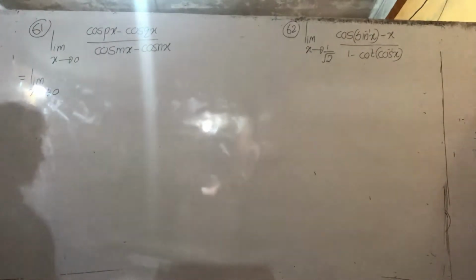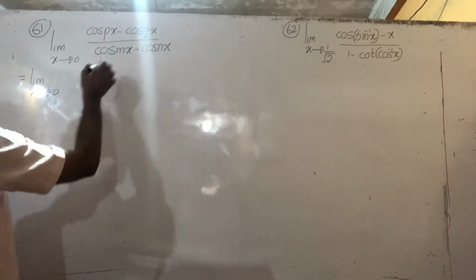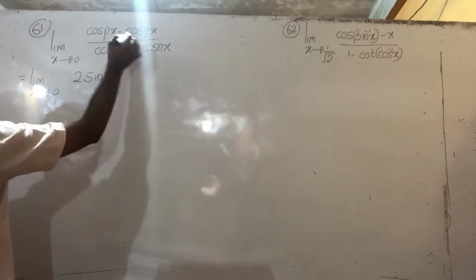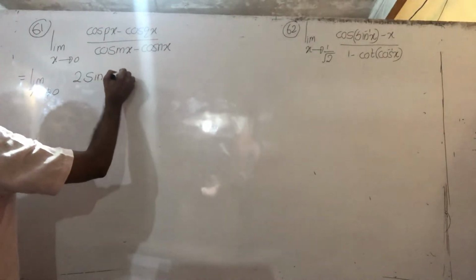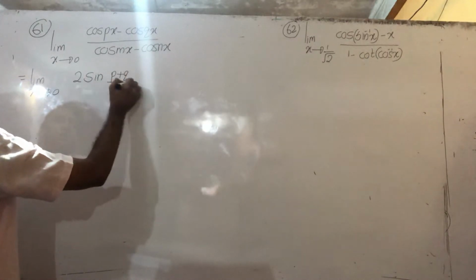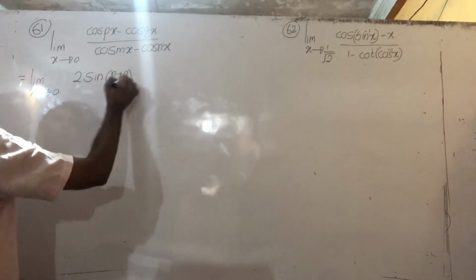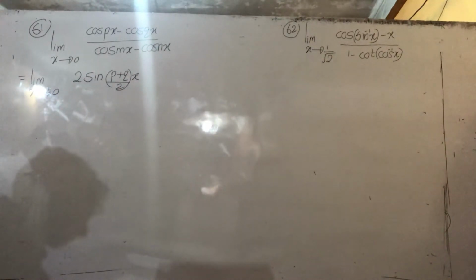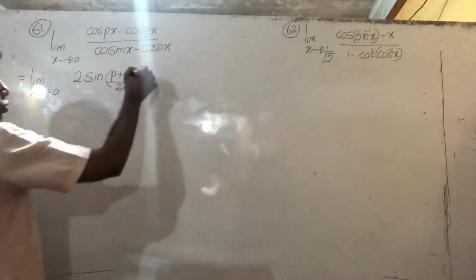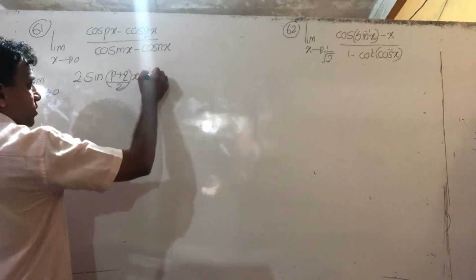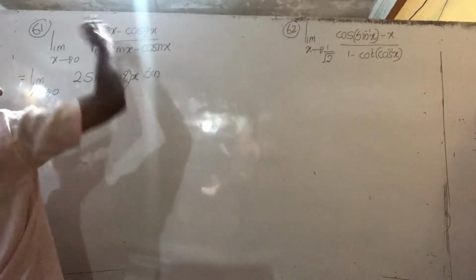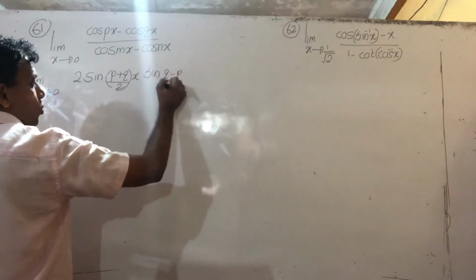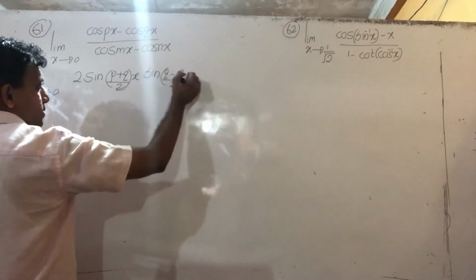Limit x approaches 0. This is the cos C minus cos D pattern, right? Under that, 2 sine of the half-sum of these two angles, and the half-sum is (p plus q) over 2 into x. Next also sine, that is the reverse, subtract D minus C, that is (q minus p) over 2 into x.